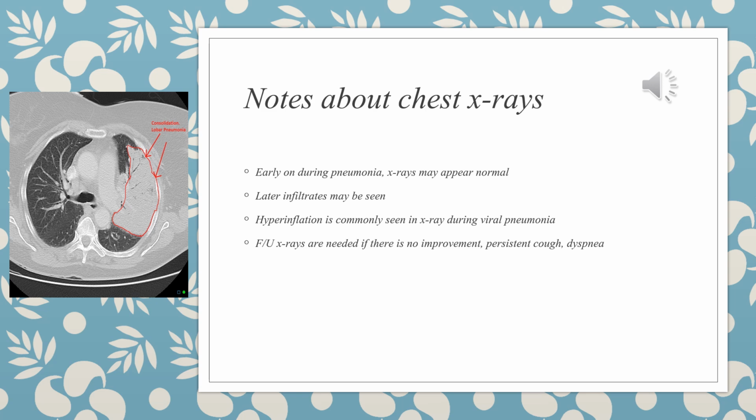Early on during pneumonia, x-rays may appear normal. Later on, you'll see the infiltrates. Hyperinflation is commonly seen on x-ray during viral pneumonia. Follow-up x-rays are needed if there is no improvement, persistent cough, or dyspnea.